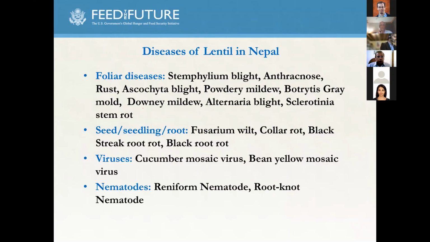Diseases of lentil in Nepal, already Mr. Ariel mentioned all the diseases of lentil. Of these foliar diseases, I have listed about a dozen of them. And then also there are some seed-borne ones and virus diseases as well as nematodes. Yes, Mr. Ariel mentioned Stemphylium blight is the most serious one. And of course, the Fusarium wilt is also a very serious disease. There are two nematodes, reniform nematode and root knot nematode. They are common.